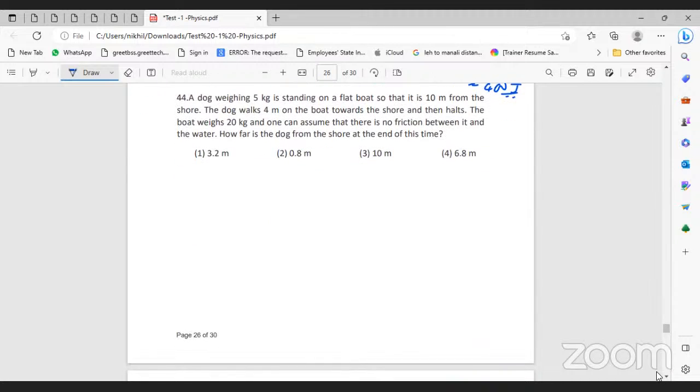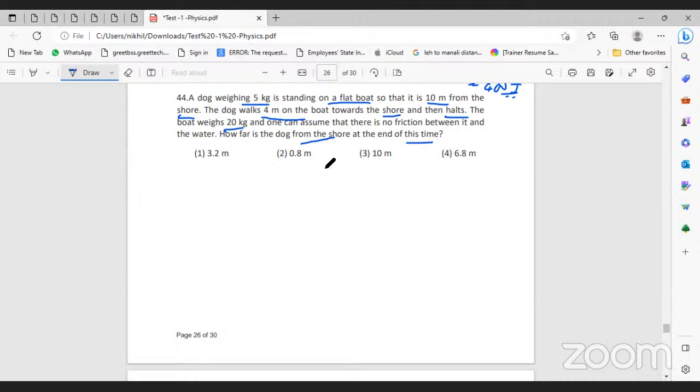Come to this particular problem. There is a dog weighing 5 kg that is standing on a flat boat, which is 10 meters from the shore. The dog walks 4 meters on the boat towards the shore and it is going to halt. The boat weighs 20 kg. Now one can assume that there is no friction here. Then how far is the dog from the shore at the end of this time?